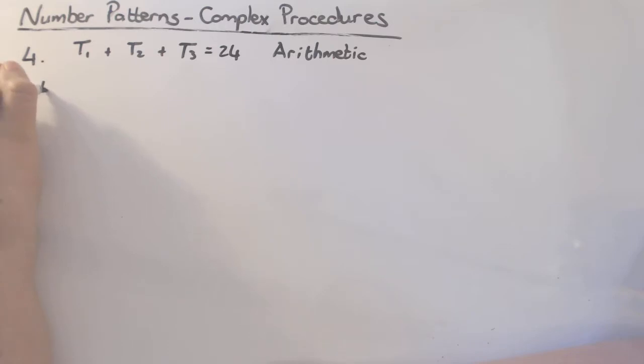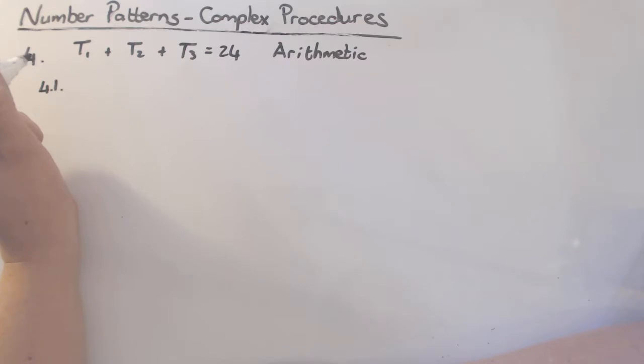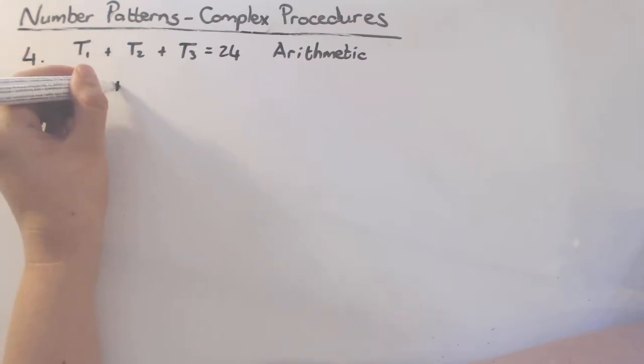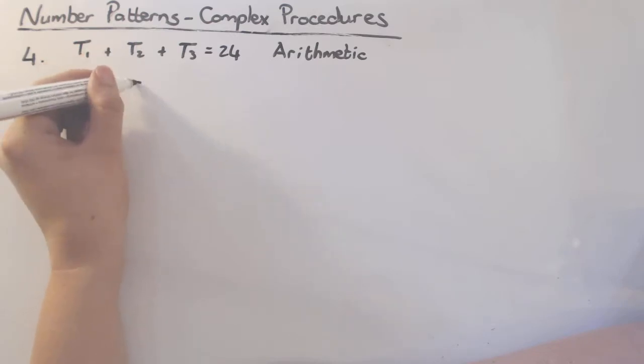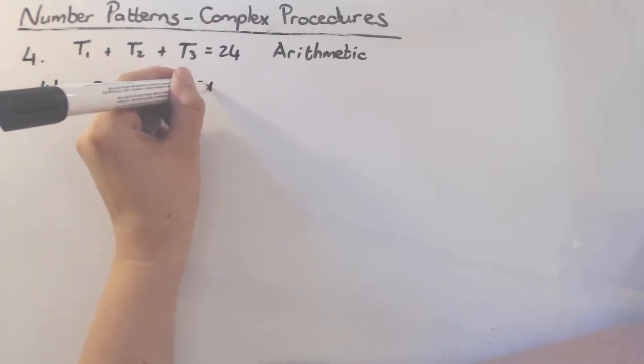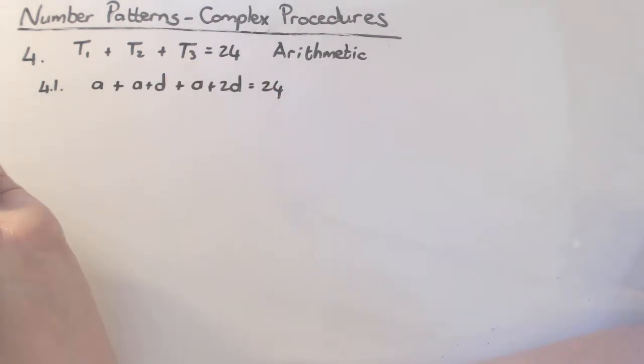Then they say for 4.1, if A is the first term and D is the common difference, show that A plus D should be 8. Now, if A is the first term and the common difference is D, then my second term should be A plus D. My third term should be A plus 2D. This gives me 24. Show that A plus D is 8.